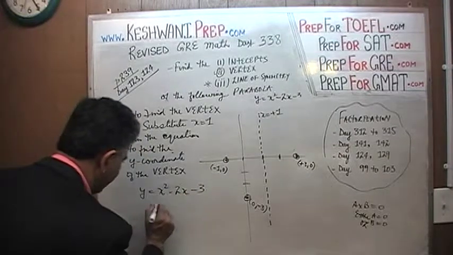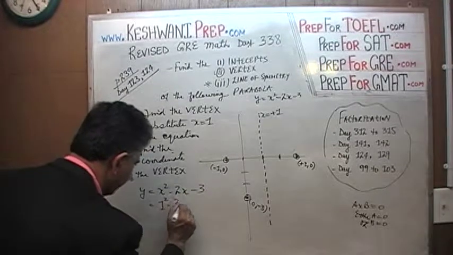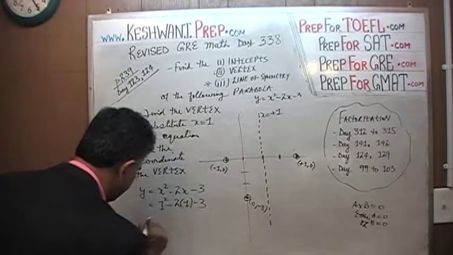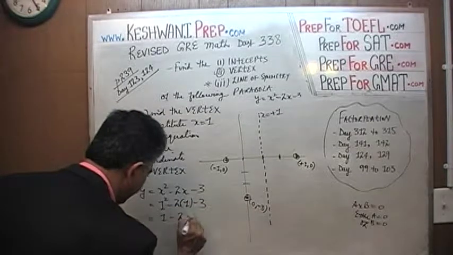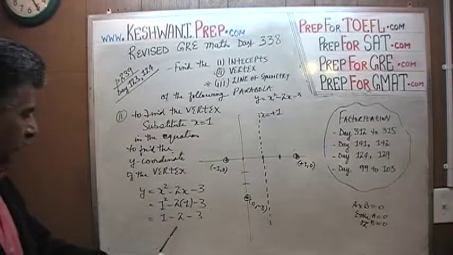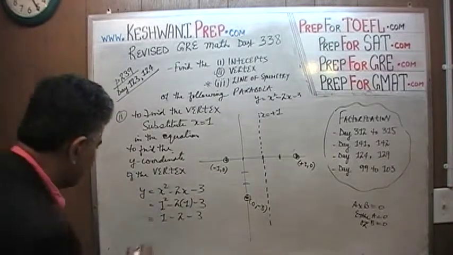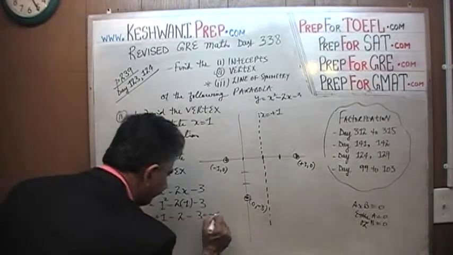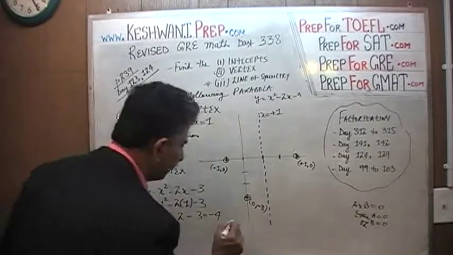Substitute x equal to 1 in this. 1 squared minus 2 times 1 minus 3 is going to give us 1 minus 2 minus 3. A negative 2 and a negative 3 is negative 5. Negative 5 plus 1 is going to be negative 4. Voila. y is equal to negative 4.